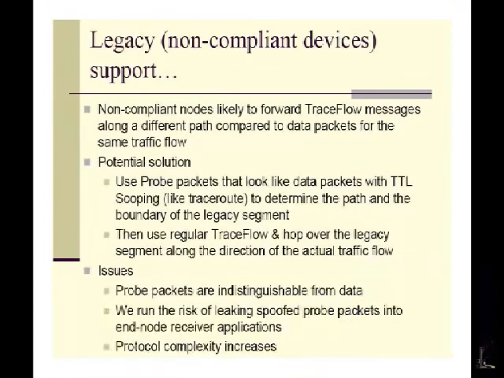So what do we do with legacy networks is basically a question that we have. One couple of solutions that we had is to use a probe packet that looks exactly like the flow that you are debugging. So the trace flow request packet, essentially the header on it, would look exactly like the data packet that you want to debug. This way, even if it hits a legacy device, it would route that request packet in the same way that it would have routed the data packet.